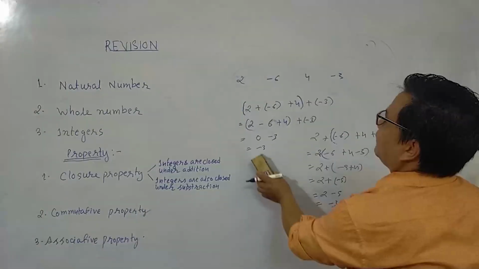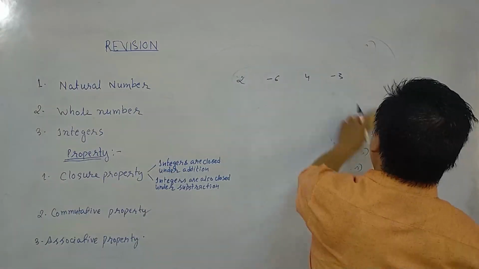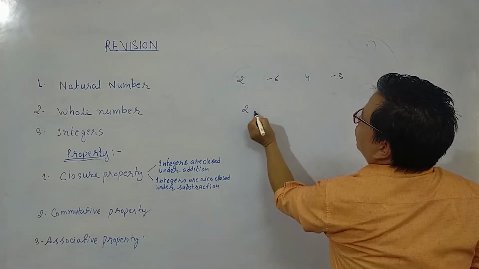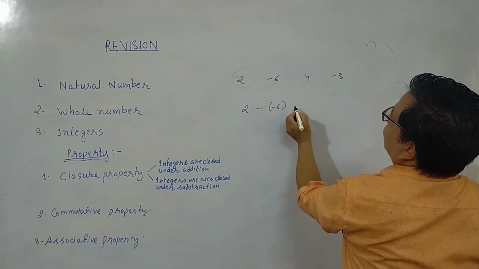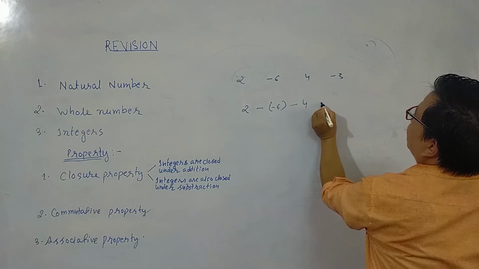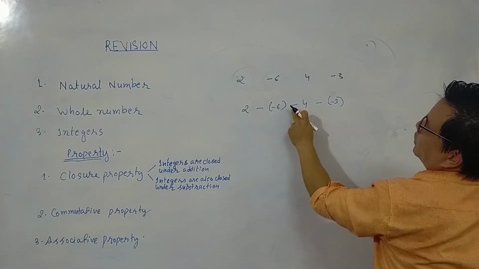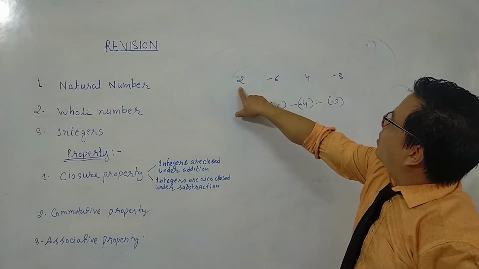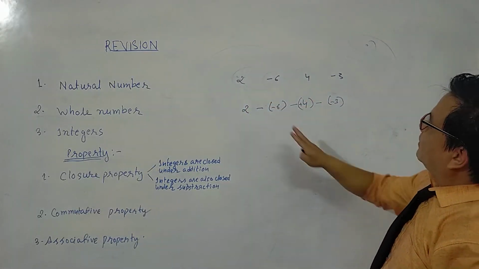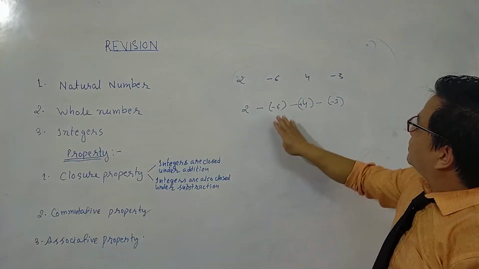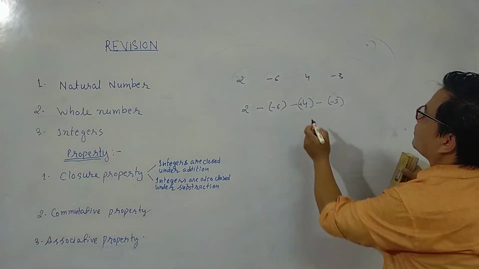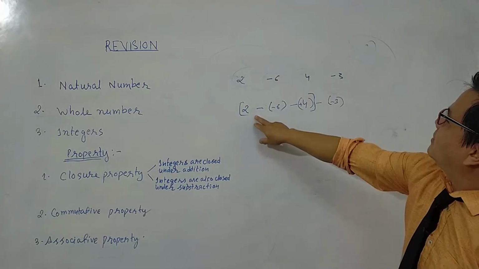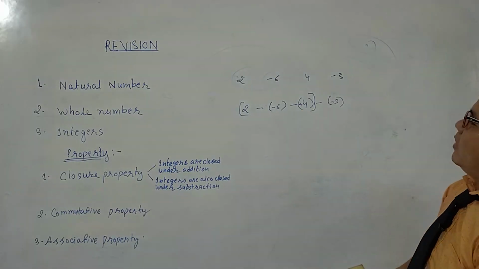Suppose it is subtraction, let us do the subtraction. 2 minus 6, minus 4 minus 3. This is subtraction. Nothing is there, the plus is there. Now how many integers? 1, 2, 3, 4 integers. Addition I already did. Now this is subtraction. First I group these three: the first, second and third. Now let us solve.